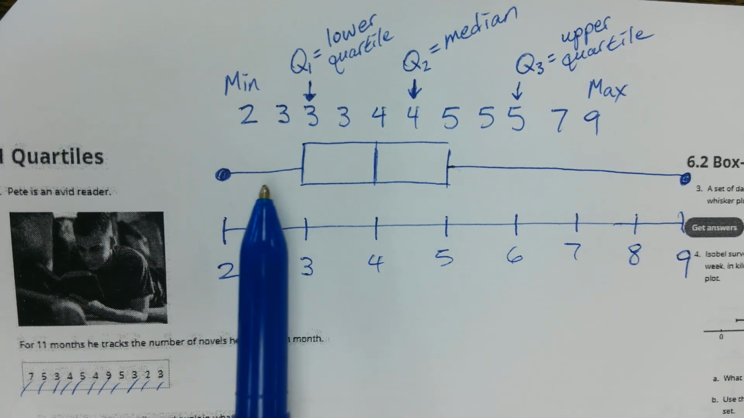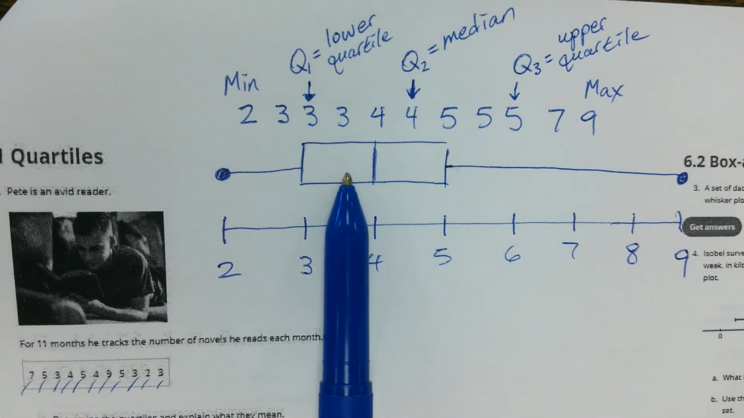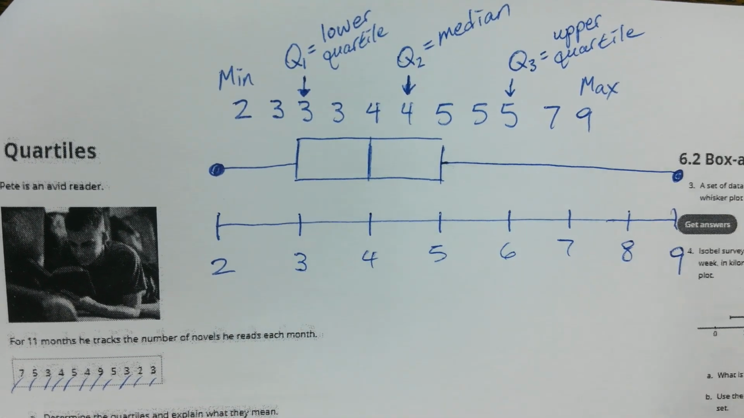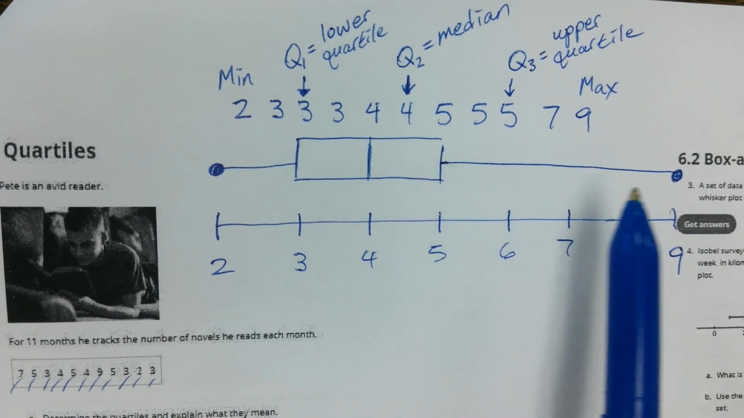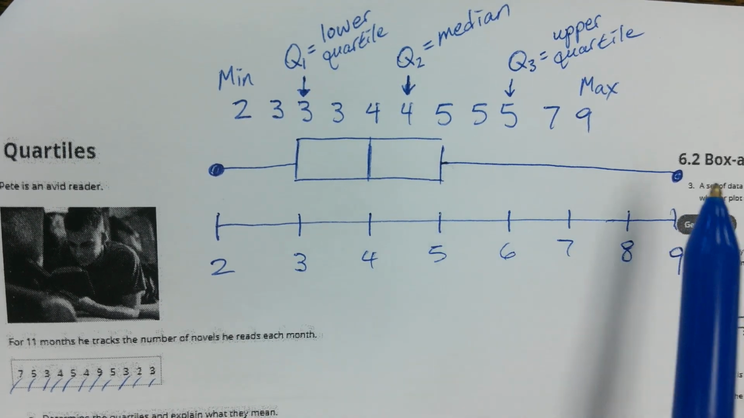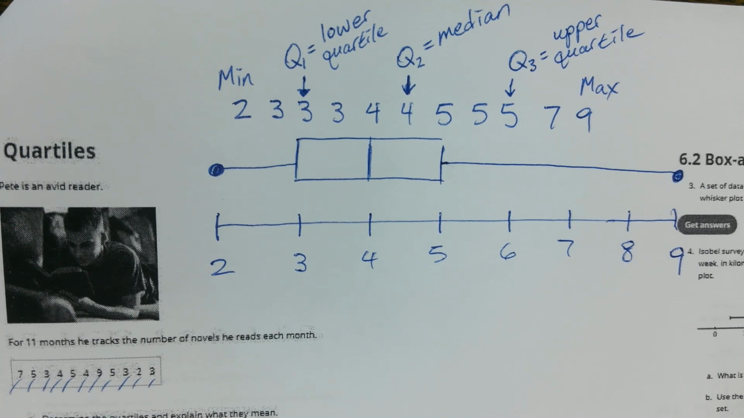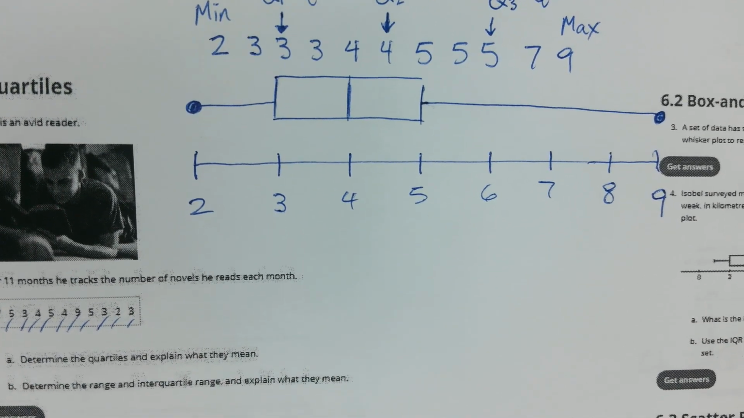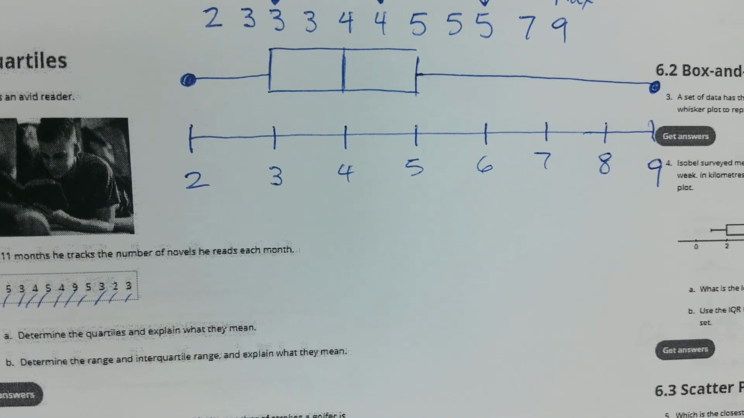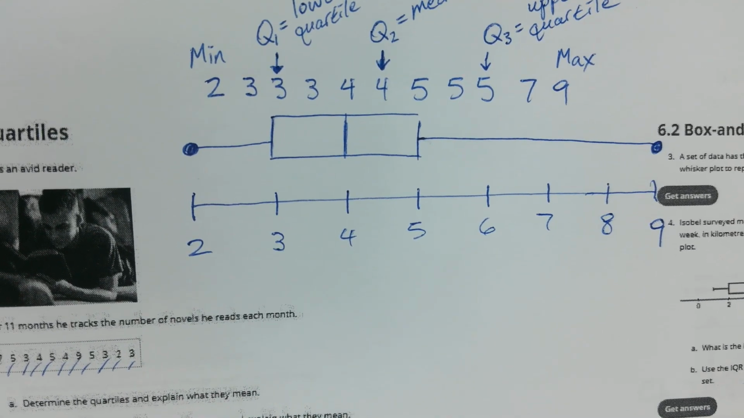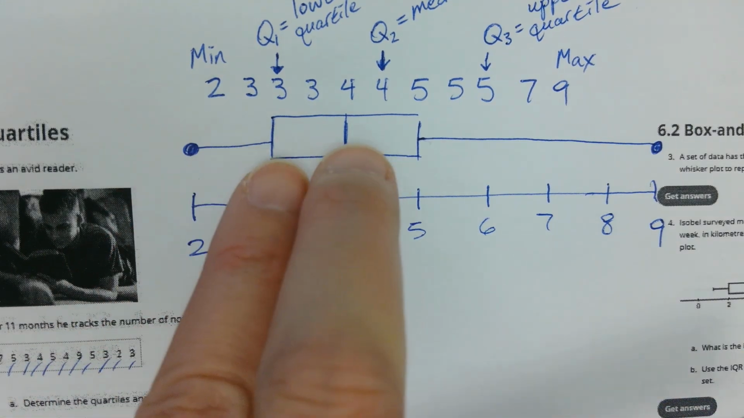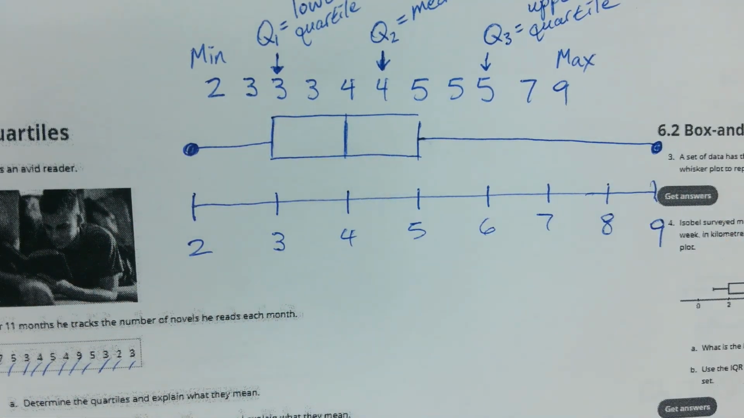25% of the marks is between 2 and 3. 25% of the marks is between 3 and 4. 25% of the marks is between 4 and 5. And 25% of the marks is between 5 and 9. So where the upper quartile starts and ends at the max, that whole thing is 25%. Yeah, each section is 25%. And that whole thing is the upper quartile.